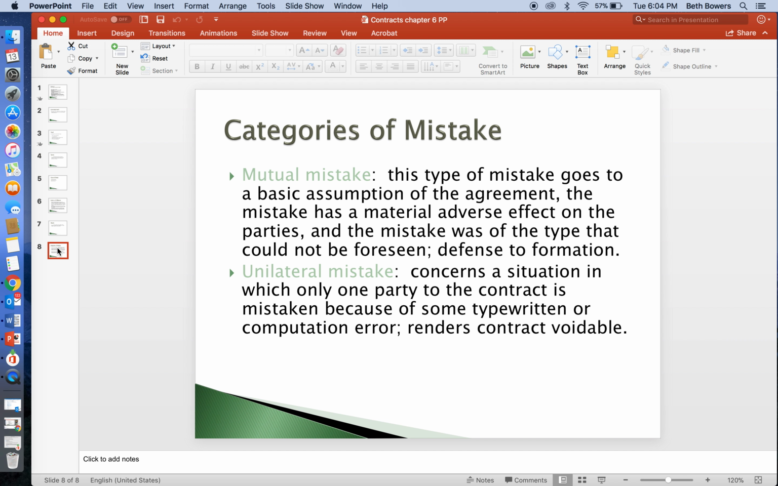And if there is in fact a mutual mistake, then it is a defense to the formation of the contract. The contract is void. Whereas a unilateral mistake concerns a situation in which only one party to the contract is mistaken because of some typewritten or computation error. And in this situation, it gives that mistaken party, the innocent party, the power to render the contract voidable. So let's go through the examples to take a look at these.